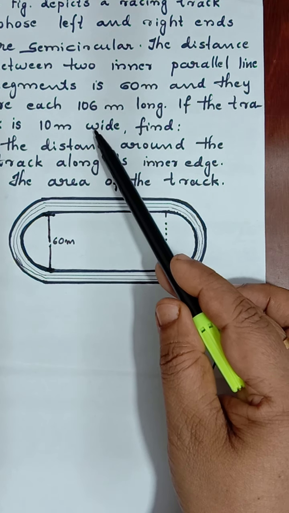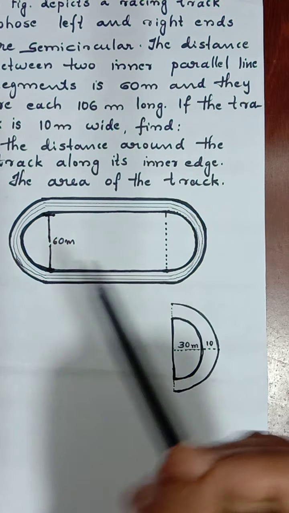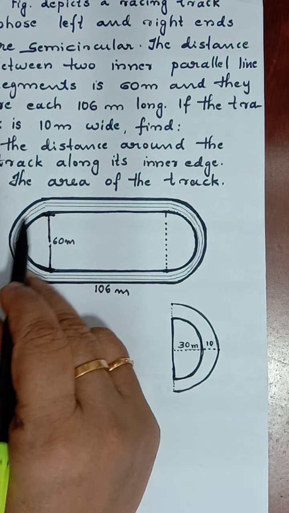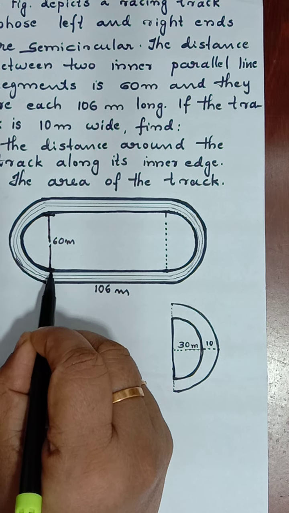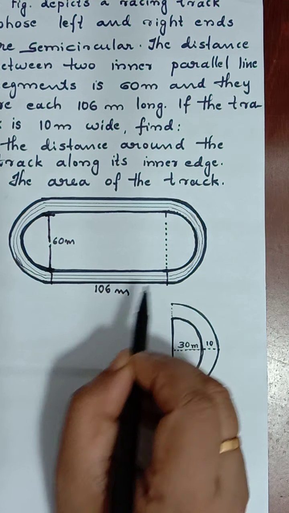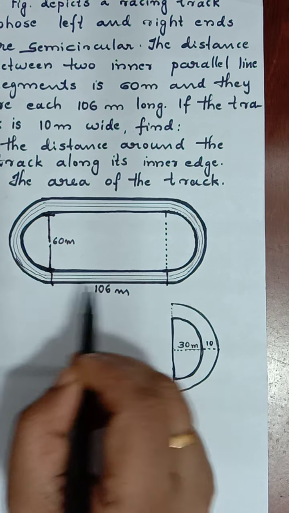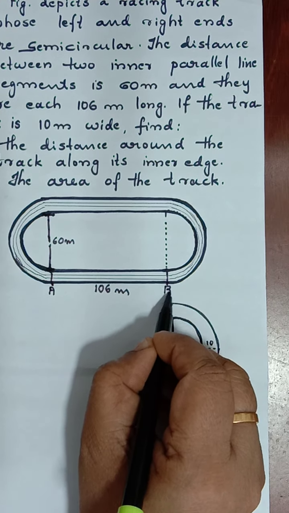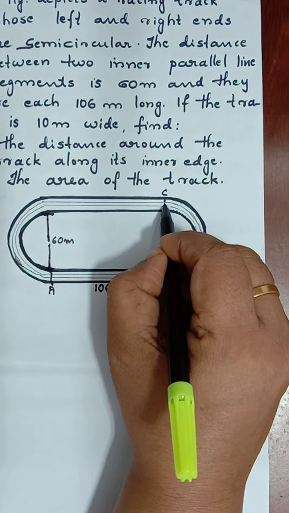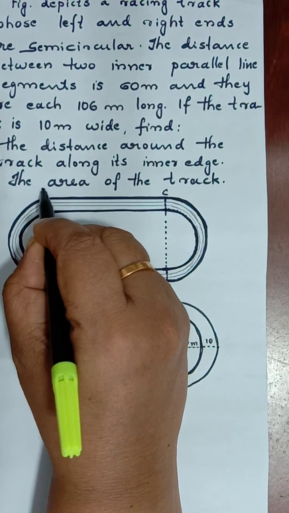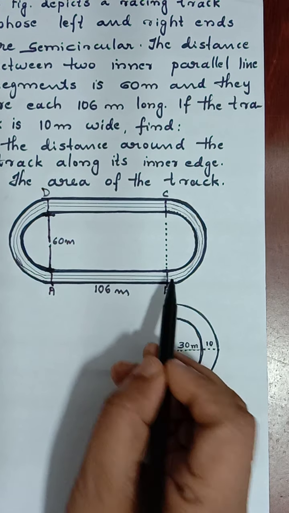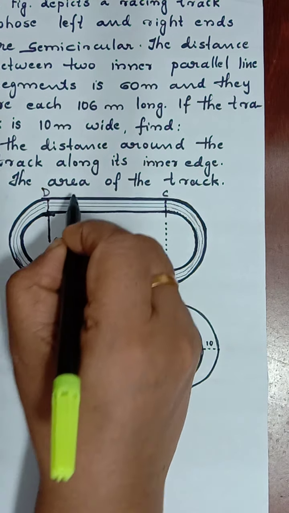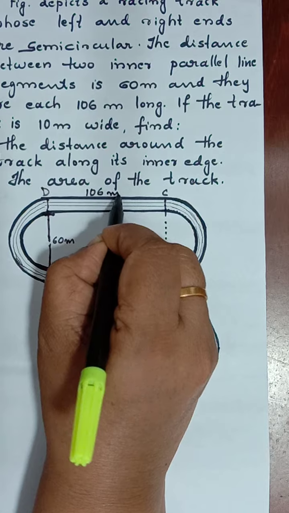And they are each 106 meter long. So 106 meter is the length of the track. Not for the semicircular area, we are considering only the straight part. If we mark it as A, B, C and D, here AB equals 106 meter and CD also equals 106 meter. That is the meaning of the length of the track.